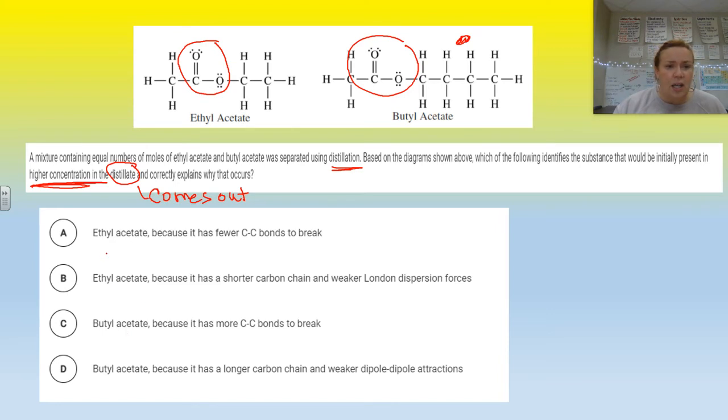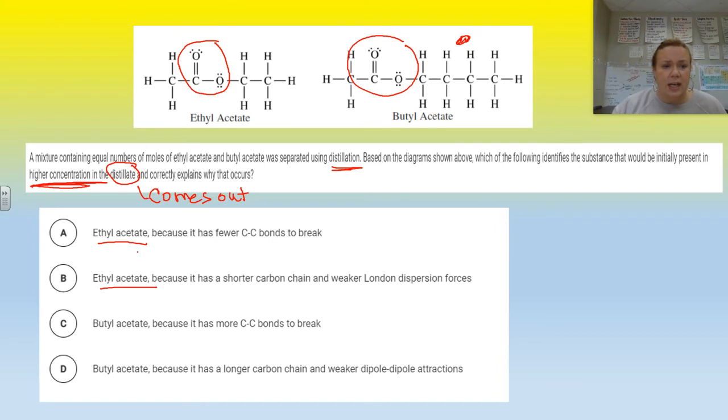So we need to decide which one is going to have a higher vapor pressure, which means having a lower boiling point, easier to boil. Well, between the two, ethyl acetate is going to boil at a lower boiling point, having a higher vapor pressure, being easier to boil. So it's going to come out in higher concentration in the distillate, meaning it's coming out of the distillation, and we're going to be able to separate it that way.